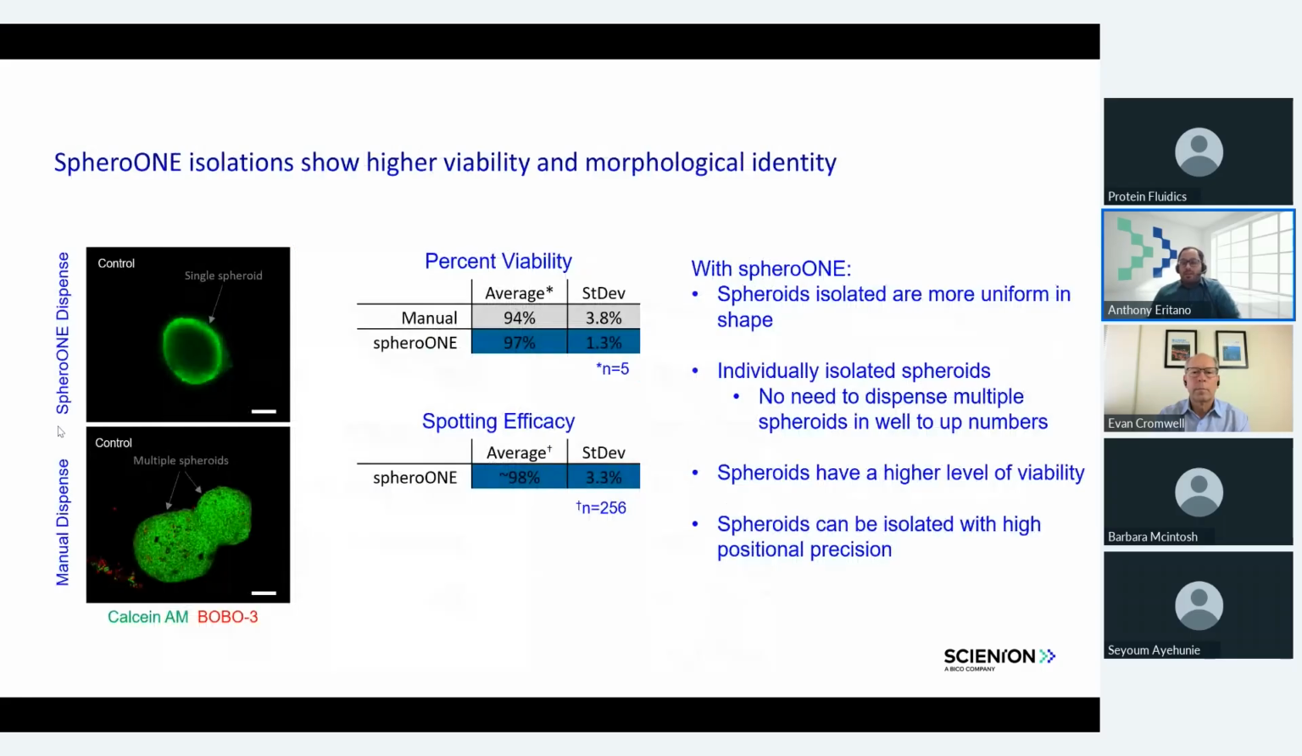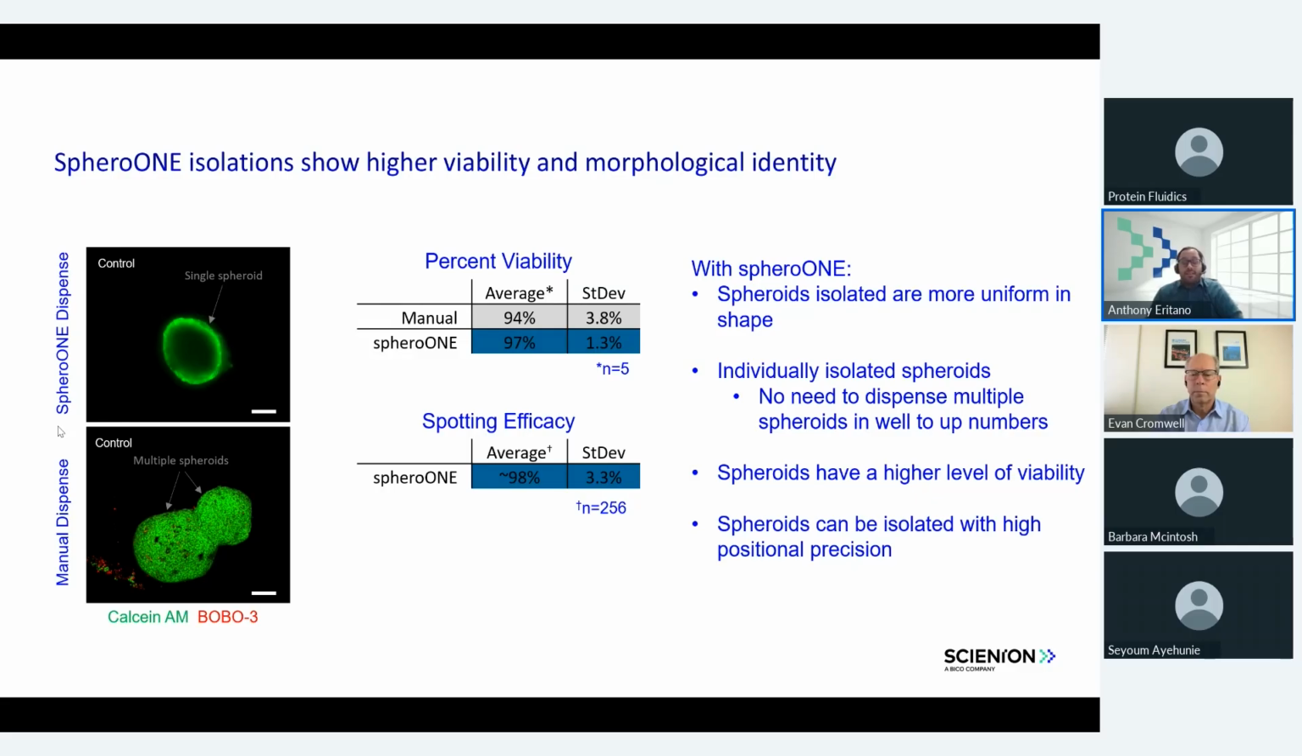And the really nice thing about the SPHEROONE is that, when compared to manual isolation using a pipetter, we can see a higher level of viability and morphological identity. With the SPHEROONE dispense, we have a nice, almost completely circular spheroid isolated, versus manual isolation, where in this case we can see that there are two spheroids that were manually isolated.